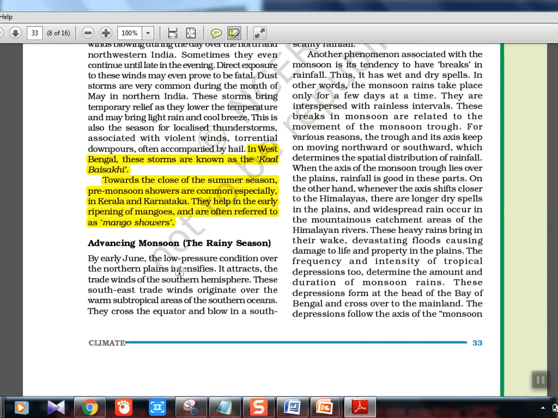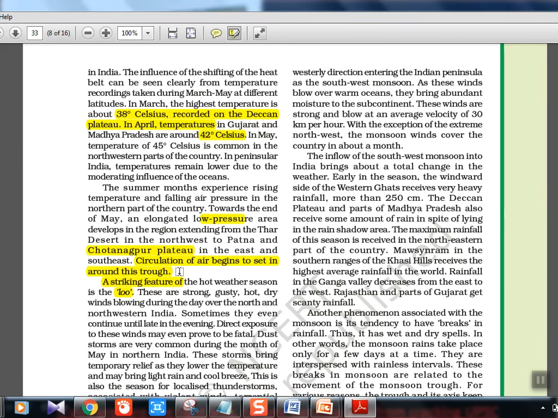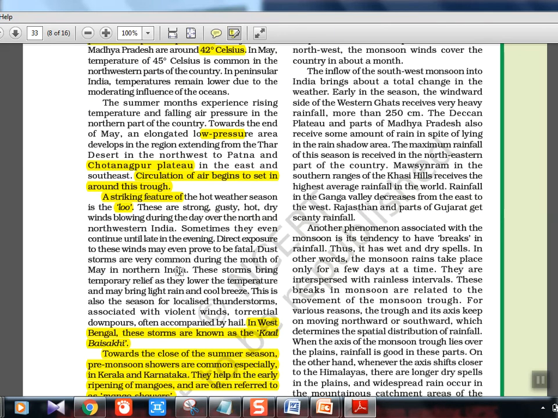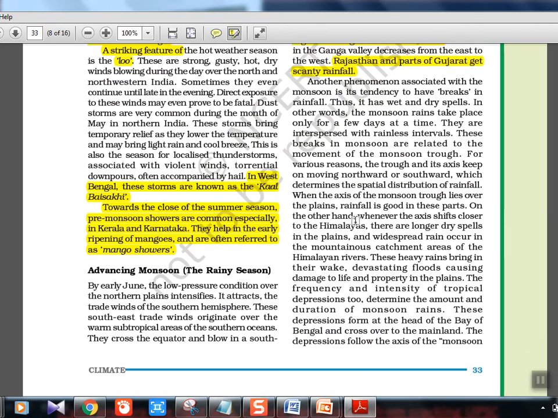Again they are telling the same thing. Anyway, I have told you the monsoon story fully, so I'm not going to read it because it will tell you the same thing. Just maybe some extra details, like this much velocity, this much rainfall. See here, 250 centimeter rainfall in the Western Ghats. The same will be the case in the Northeast. Monsoon is the place in Khasi Hills where the highest rainfall in the world is, okay, in the world, not in India. Then rainfall in the Ganga Valley decreases from east to west. Rajasthan and parts of Gujarat get scanty rainfall. These are things which we know and which we don't need to read and waste our time.